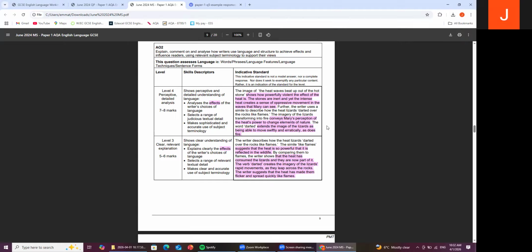Further, the writer uses a simile to describe how the heat lizards darted over the rocks like flames, and the imagery of the lizards transforming into fire conveys Mary's perception of the heat's power to change elements of nature. The word darted extends the images of the lizards as being able to move swiftly and erratically, as does fire. So as you can see there, the vocabulary is really expanding the dissection and the analysis of the initial quotes that have been chosen there. So again, it is really giving us perceptive and detailed language analysis, which is what we're looking for as examiners toward that top level.